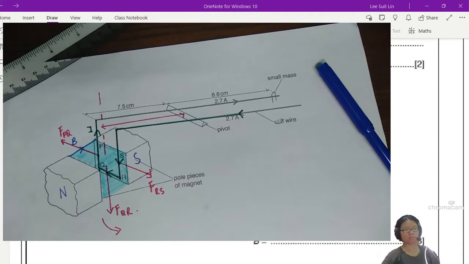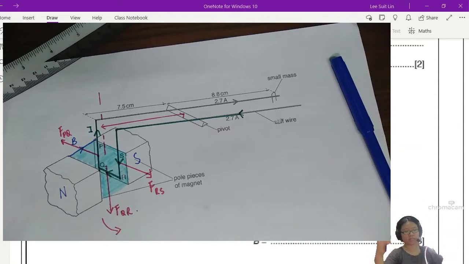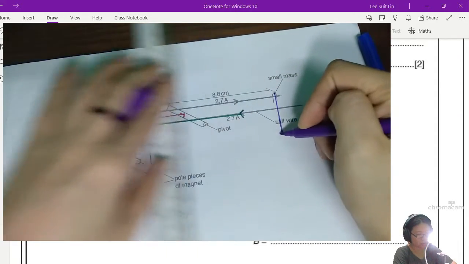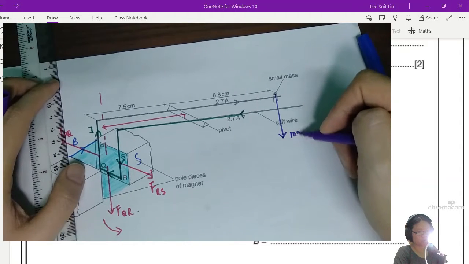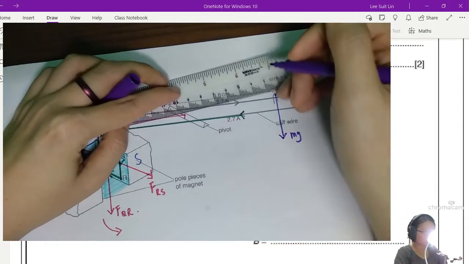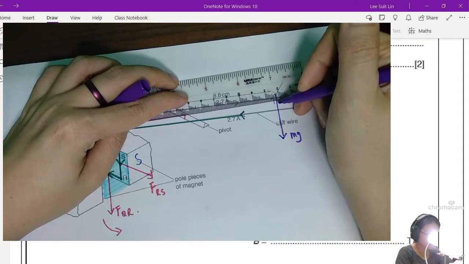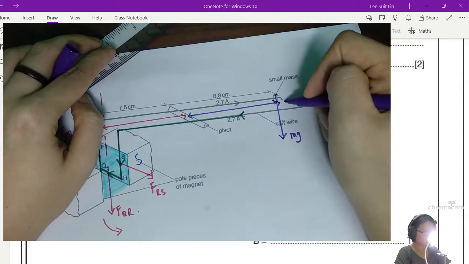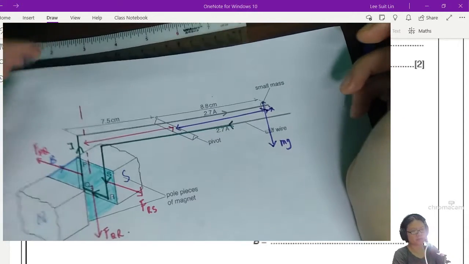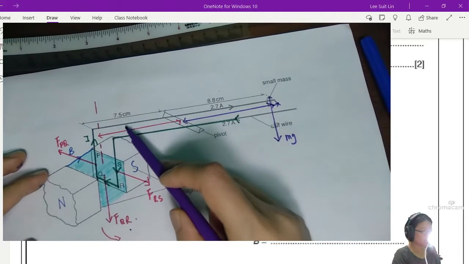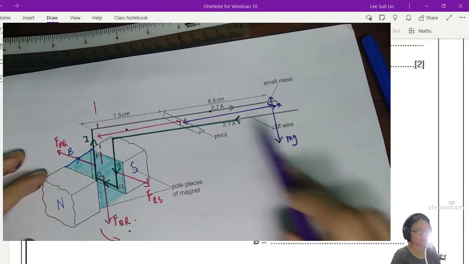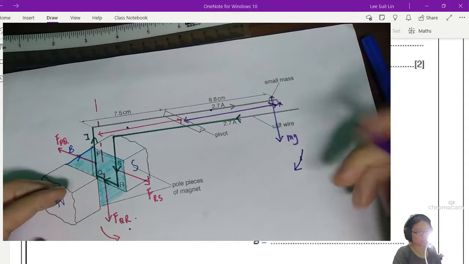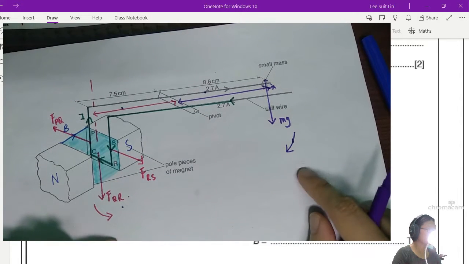So we'll let that small mass have a torque because it has weight, right? So the small mass torque, you can draw on your diagram if you have a diagram. This one is the mg of this small mass. To find the moment of mg, we will multiply by, once again, the perpendicular distance from mg to the pivot, so here to here, which is your 8.8 cm. So FQR times 7.5 is equal to 8.8 times mg. That way the torque will balance, because this mg wants to turn it this way, so this moment and this moment cancel out.